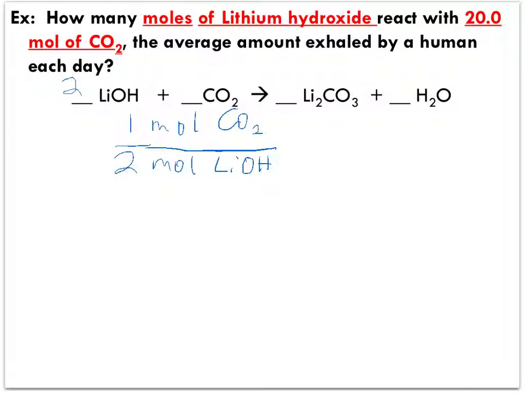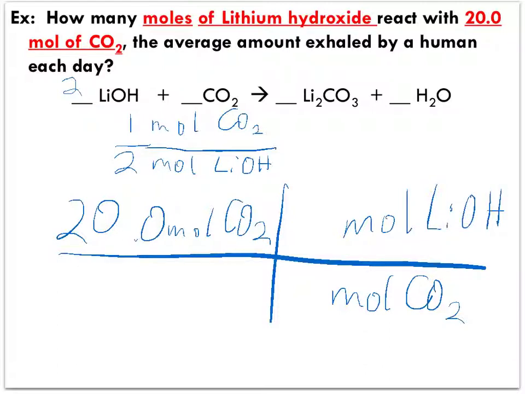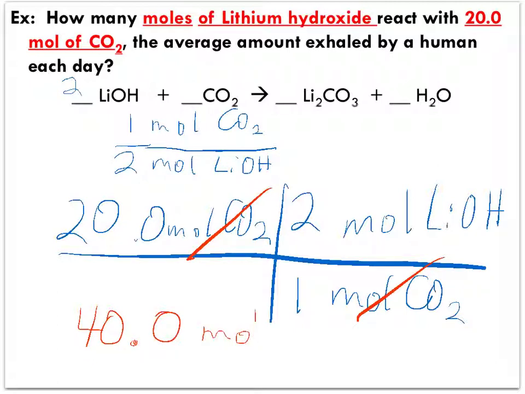To set up the dimensional analysis, we begin with our given information, and we use this mole ratio, setting up moles of carbon dioxide in the denominator so that it will cancel, moles of lithium hydroxide in the numerator because that's the question we're trying to answer, and then filling in those molar amounts. So if moles of carbon dioxide cancel, we have an answer in moles of lithium hydroxide. With the correct number of significant digits, which is 3, matching the given information, the answer to this question is 40.0 moles of lithium hydroxide.